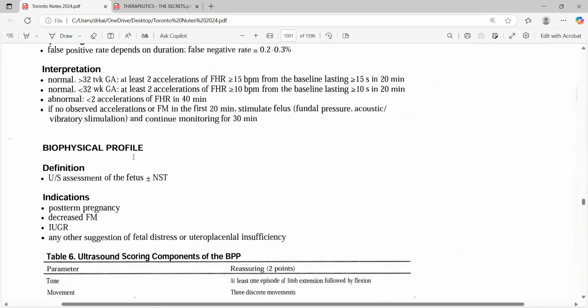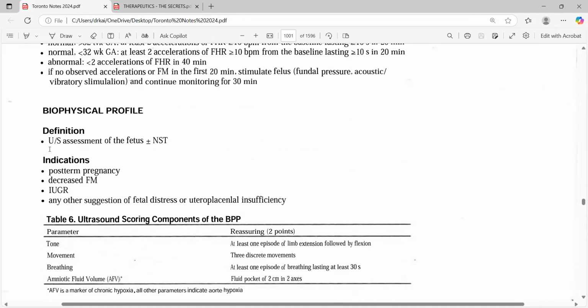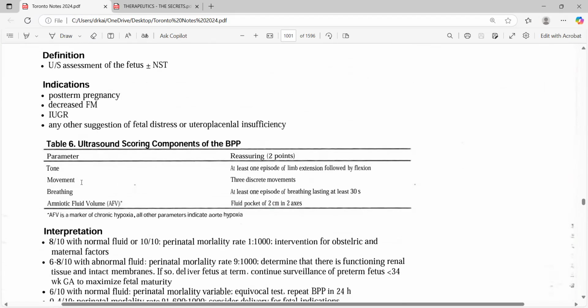Then comes the biophysical profile. This one is very, very important. In this one, they can give you parameters and ask you to calculate it. It is an ultrasound assessment of the fetus with fetal heart rate. For post-term pregnancy, decreased fetal movement, IUGR, and any fetal distress, you have to go for this one. What are the parameters? Checking for tone: they can give you one limb flexion and extension, or only limb flexion, and in that case it gives you points. Then movement, 3 discrete movements should be there. Breathing, at least one episode of breathing should be there. Then the amniotic fluid should be 2 by 2.